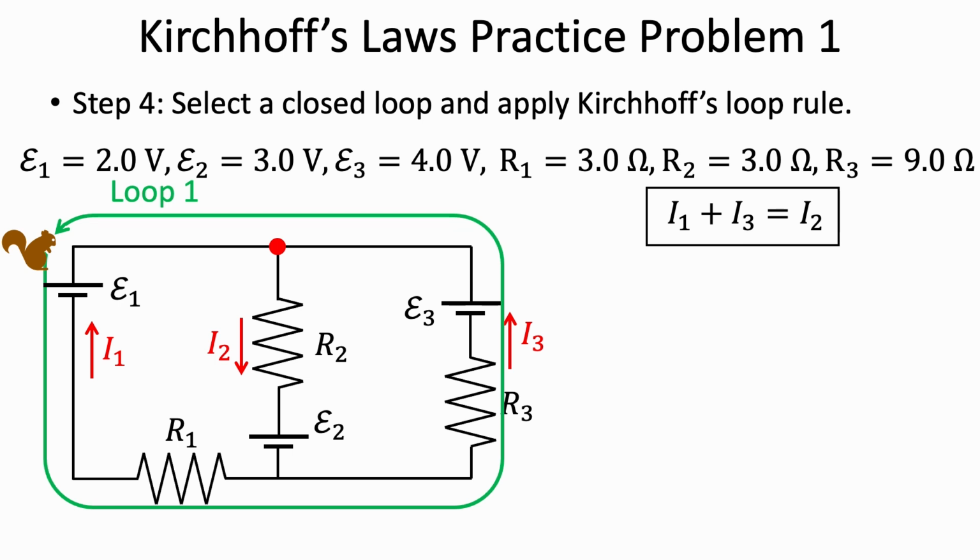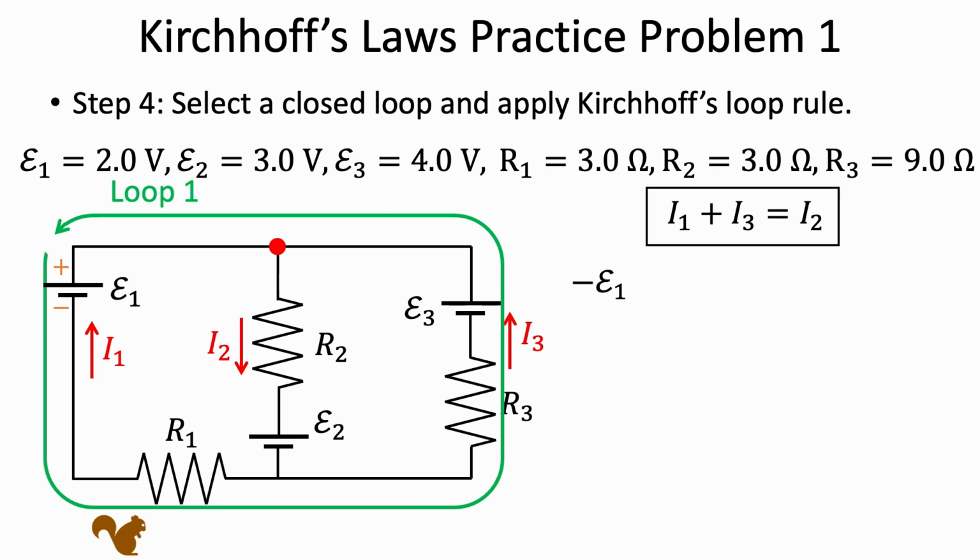The first circuit element we encounter is the battery on the left. According to the circuit symbol, the battery's positive terminal is on the top and the negative terminal is on the bottom. As I move across the battery, I go from the positive side to the negative side, so the voltage change for the battery is negative, or negative E1. Next circuit element I encounter is resistor R1.